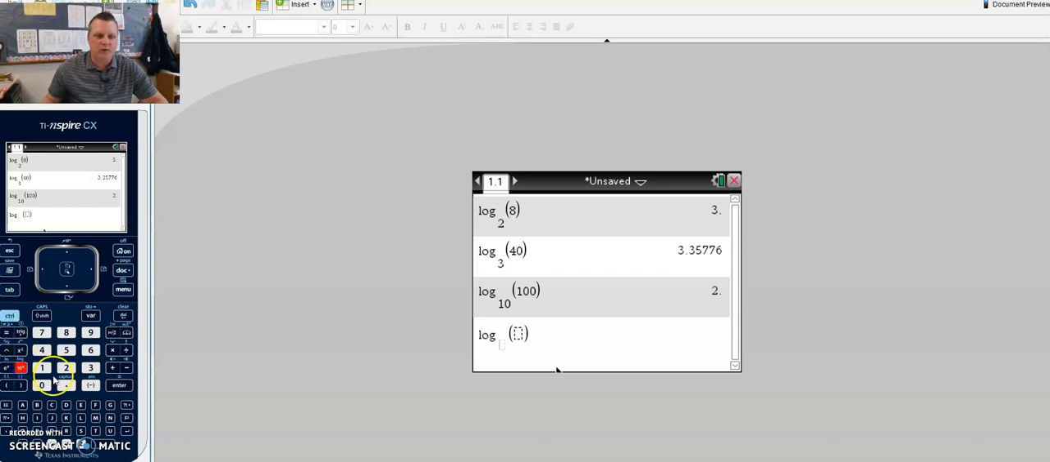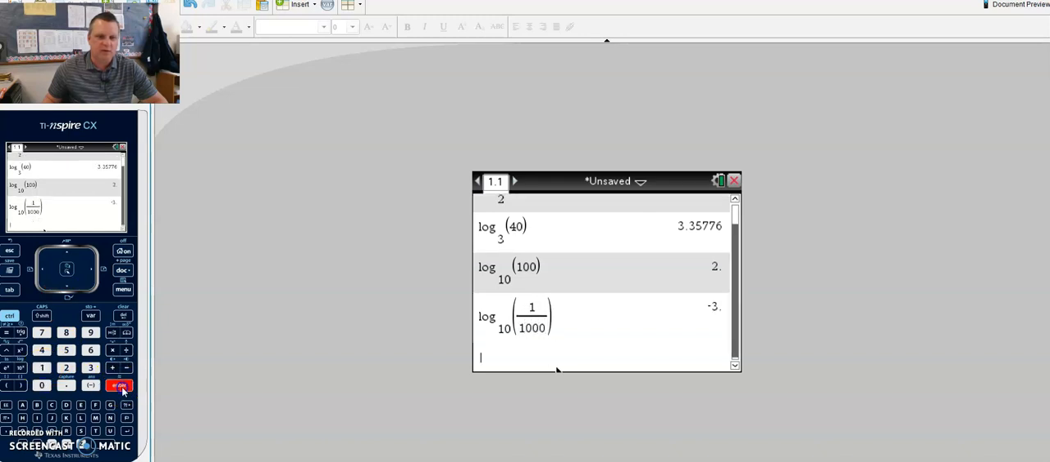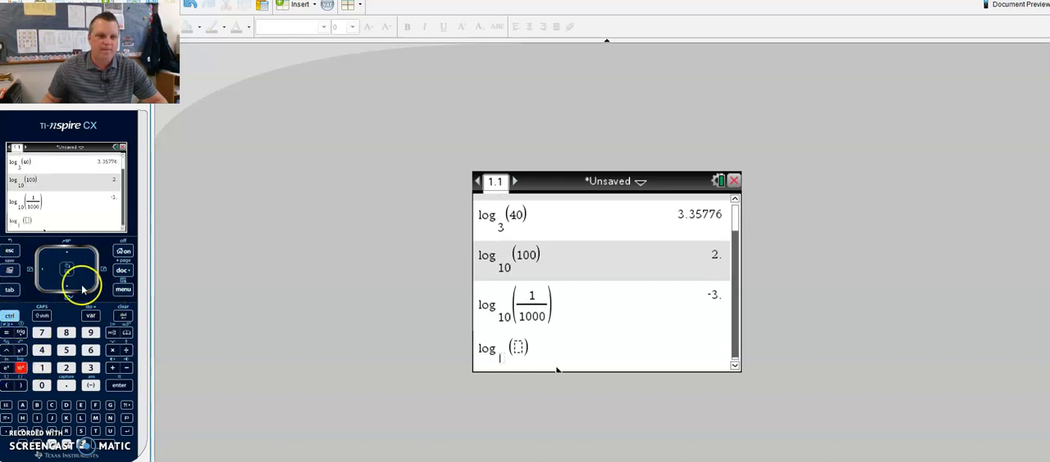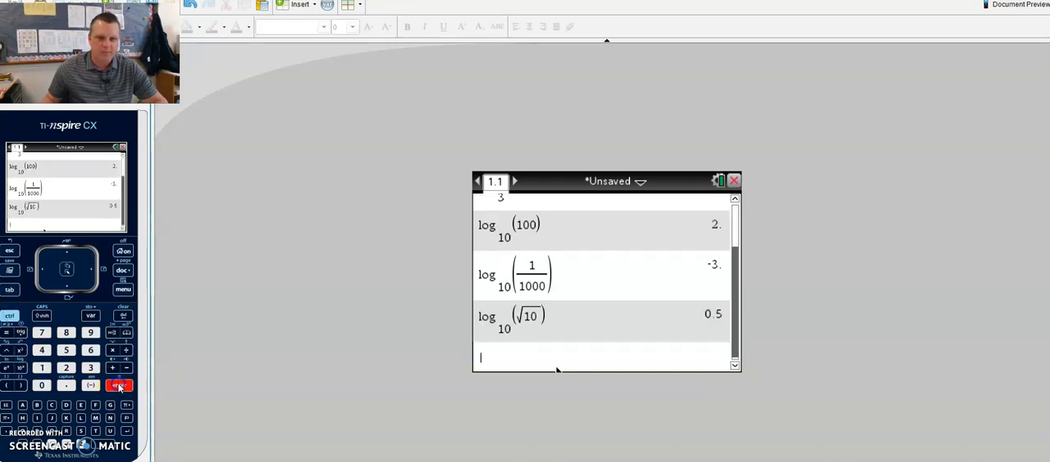And it's the same if you put it in. So here's your 10, and then what's the next one? I think it's a fraction. Yep, 1 over 1,000. See, everything just plugs right in. There you go. Enter, bam, negative 3. Okay, and then the last one. Now we're going to go right here and do your square root of 10 and 0.5. Okay, so those are the last 3 answers.